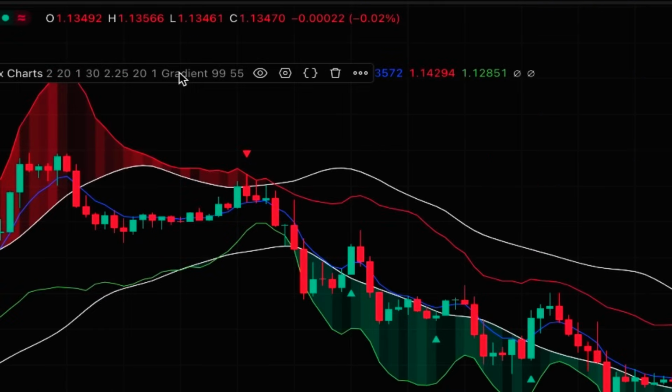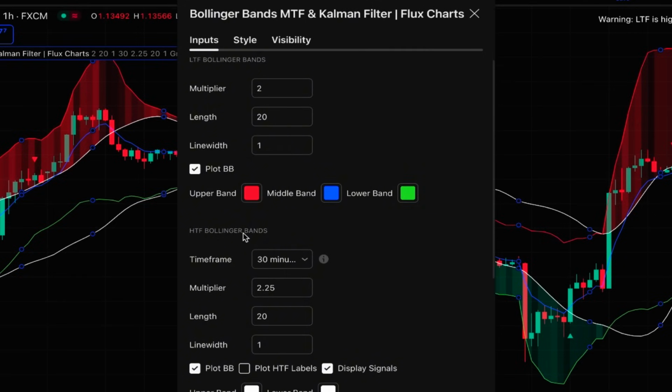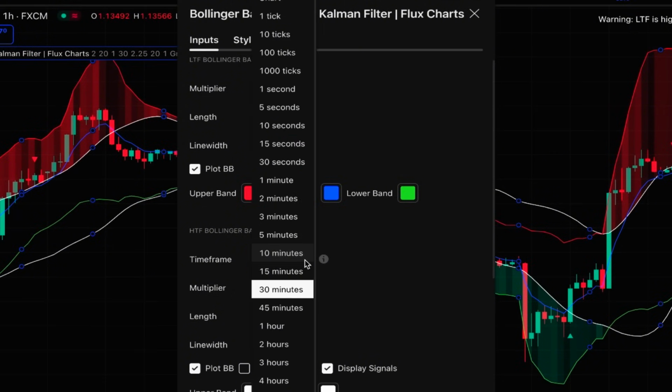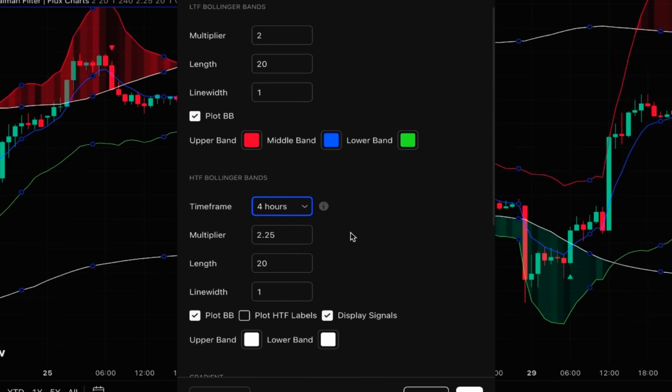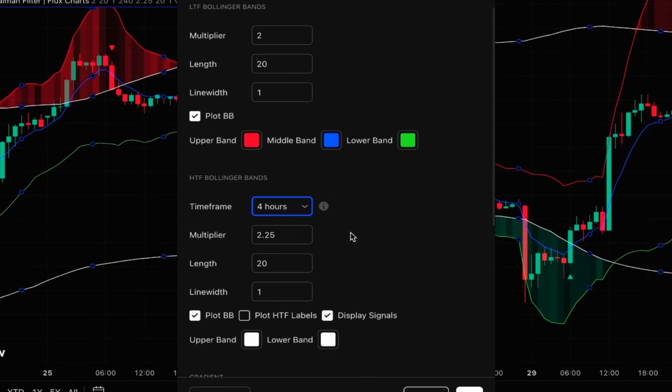Alright, this is a multi-time frame indicator, so there should be something wrong in the settings. So I went to the settings of the indicator and I saw that here for the higher time frame Bollinger Bands, the default time frame was set at 30 minutes. Since my current time frame was 1 hour, I needed to change this time frame and set it on a higher time frame than 1 hour, and I changed it to 4 hours time frame. Depending on your current time frame, you need to choose an appropriate time frame for the higher time frame, which can be a multiple of 3, 4, 5 or 6.